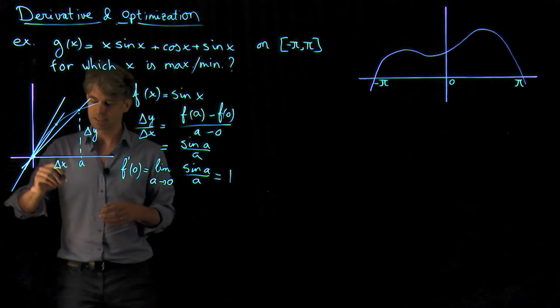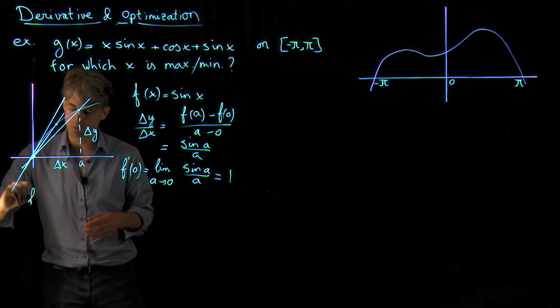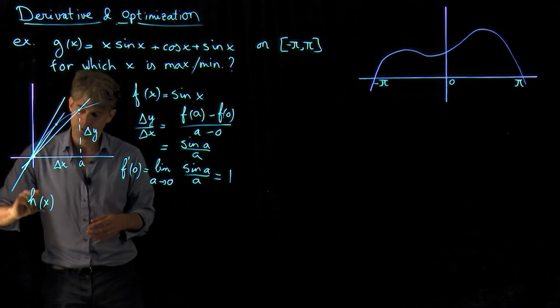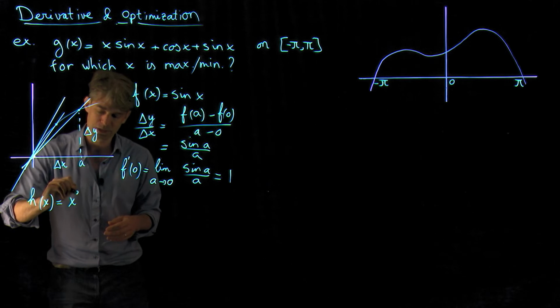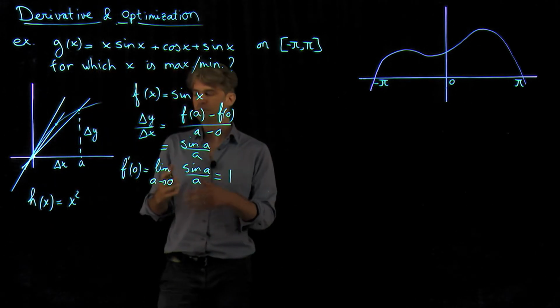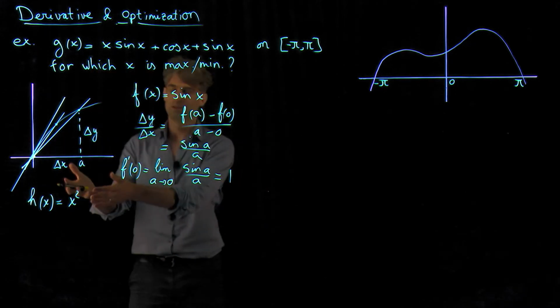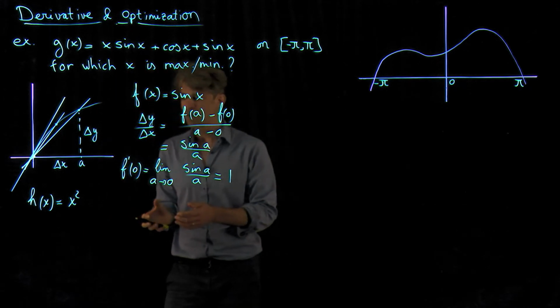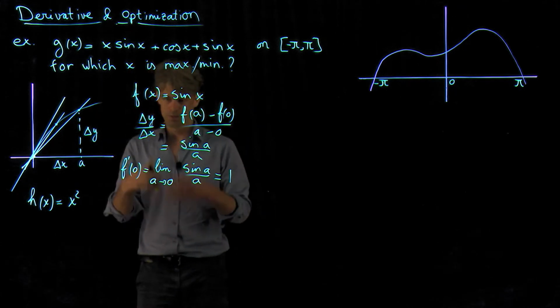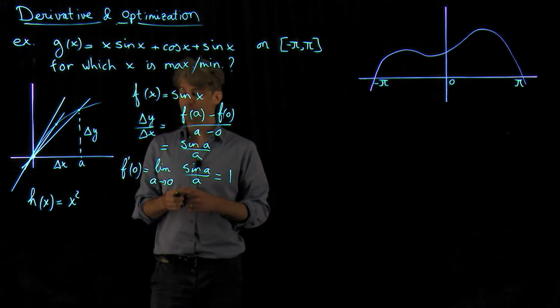But we're not going to look at this example. We're going to take a slightly easier one. Another example will be h of x is x squared. And now, so clearly the curve is a parabola, and we're going to compute the derivative in any point.